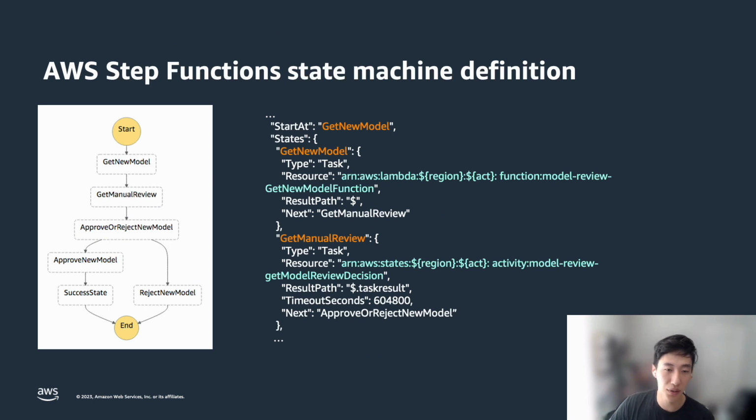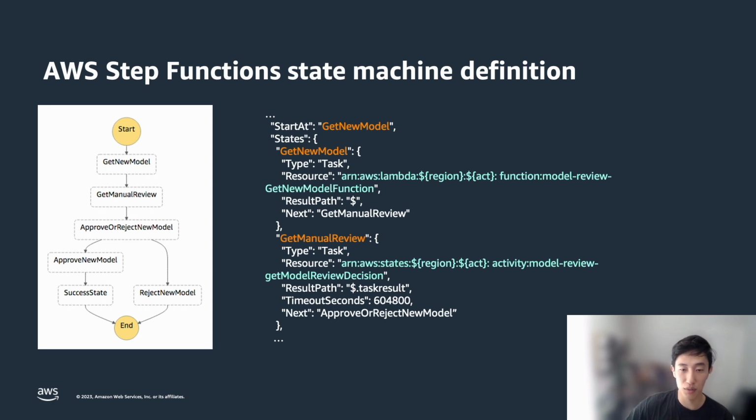So here we have the internal workings of the state machine from the pipeline from the previous slide, the pipeline for reviewing a new model and getting human approval for it. And I want to emphasize that this visualization on the left is exactly how you'd see it in the AWS console. This is not a representation just for this session. So let's briefly go through the steps here.